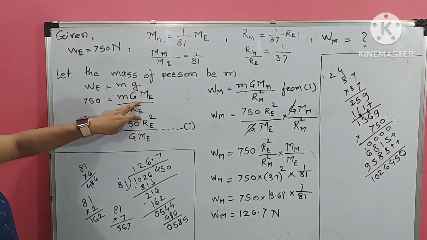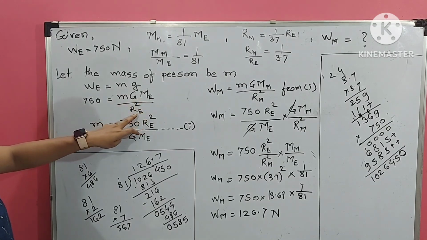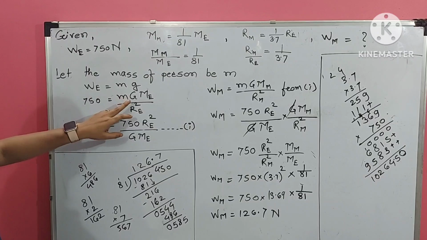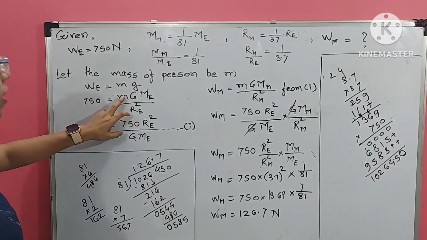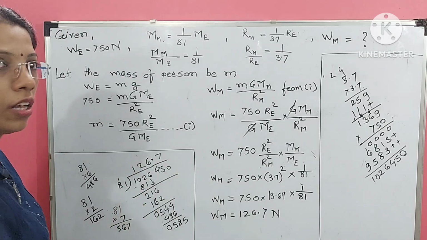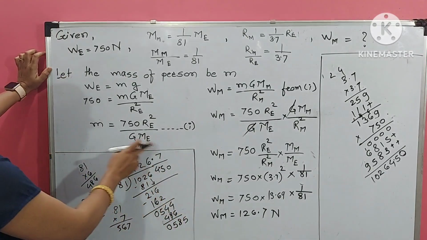Instead of g we can write the formula for g. So g = G Me upon Re square is the formula for g. Again, by changing the side, we can get the value of m, because we don't know the value of m for calculating the weight of the person. So change the side now.